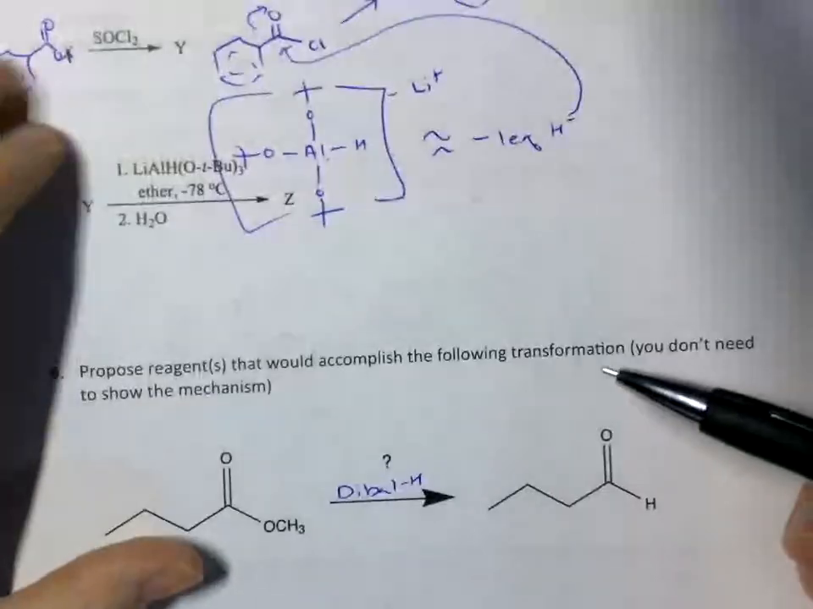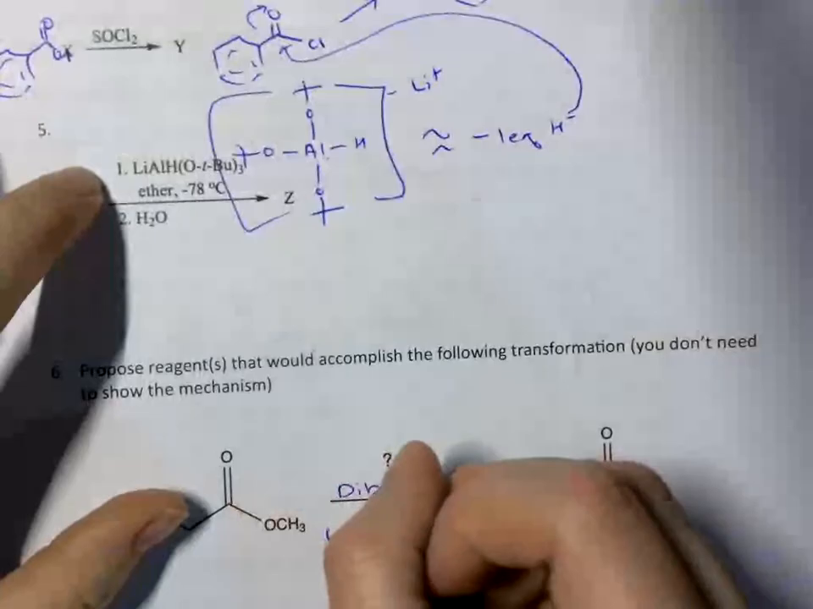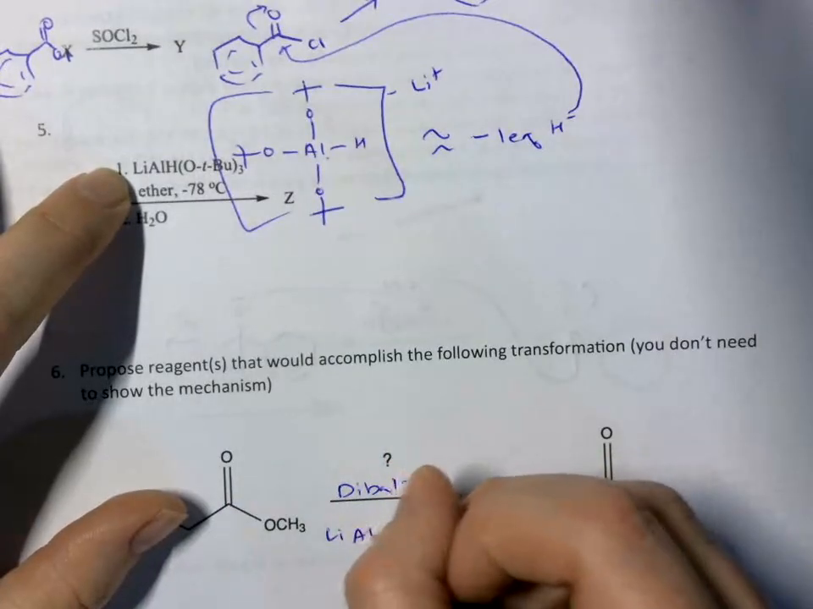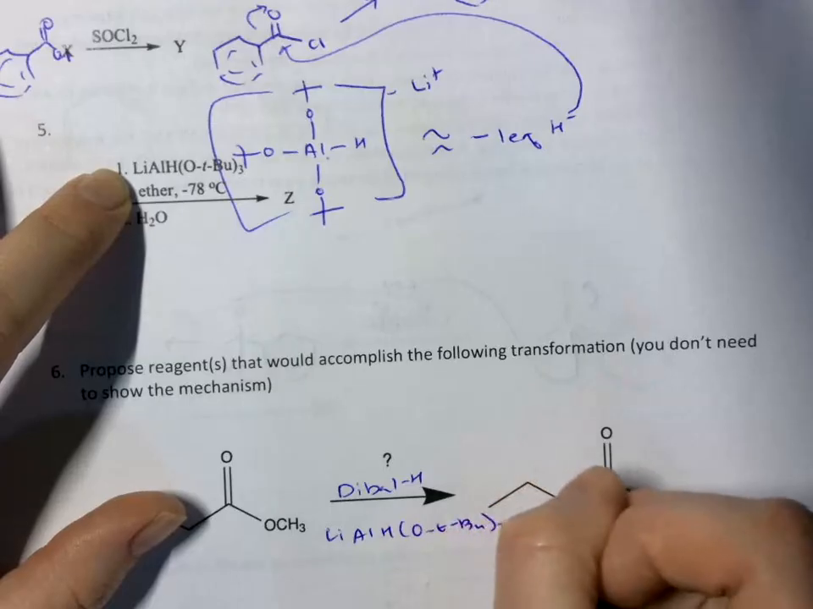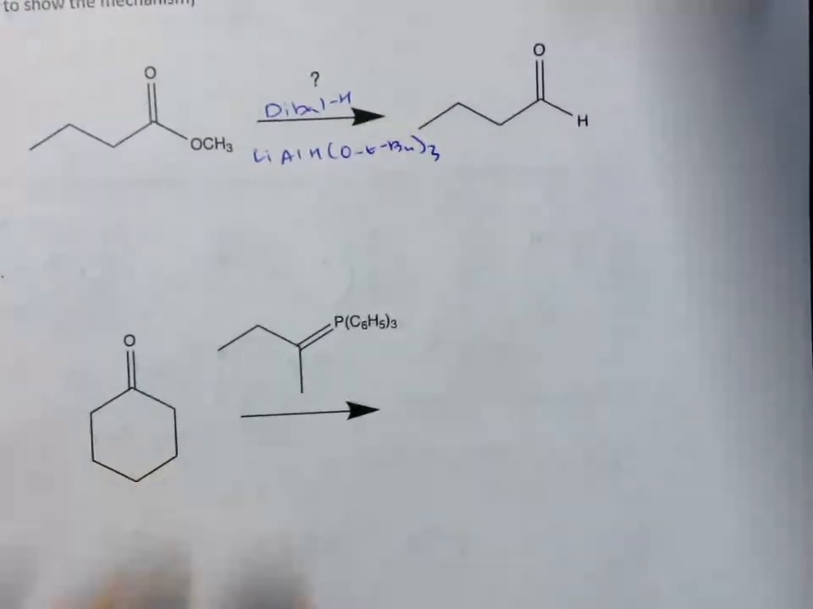So DIBAL-H is one. The other one is this. This lithium tri-tert-butoxy aluminum hydride would also work. So just a weak reducing agent would work.